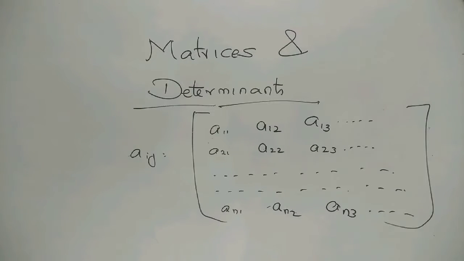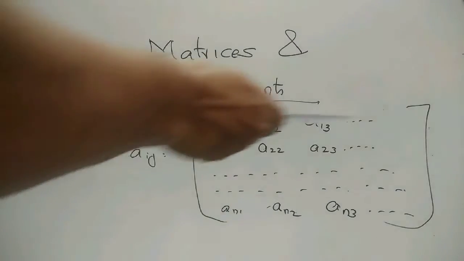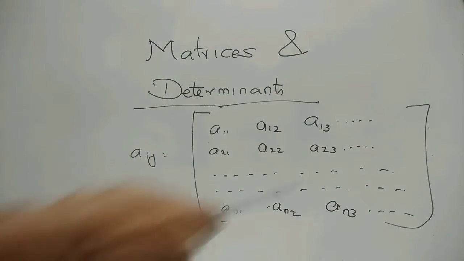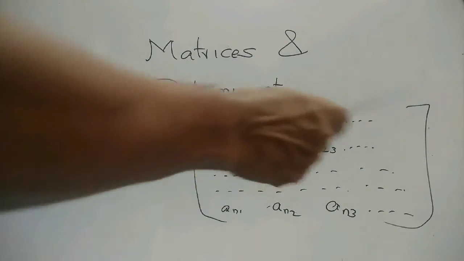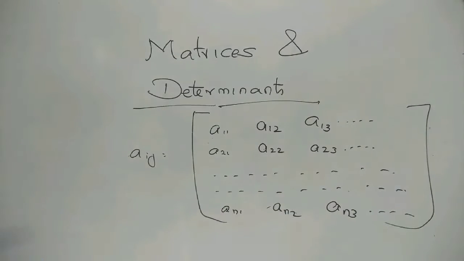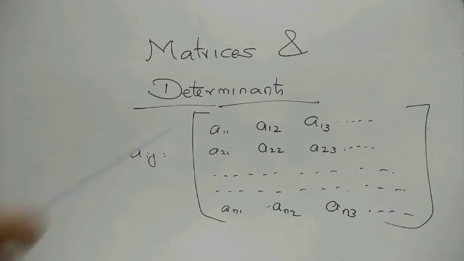Generally, we represent a matrix in this way. The numbers are written here, and we enclose them with a square bracket, or it can be a simple bracket also, a normal bracket. It can be a square bracket or a round bracket. Within that, you will be writing the numbers.